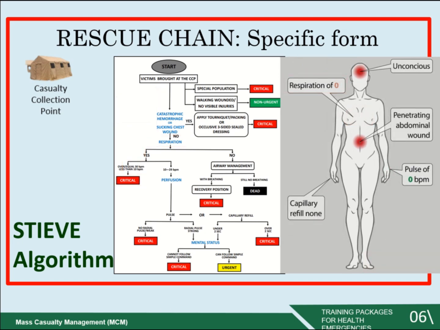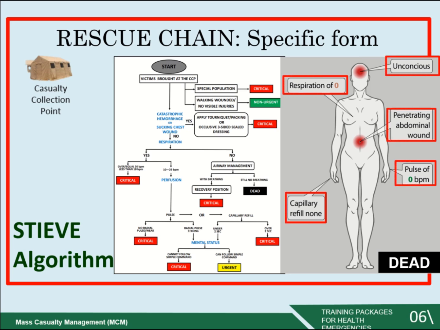So for our next patient, I'll be giving you guys a couple of seconds to triage this one out. If you guys answered black, then you'd be correct. After noting the negative vital signs of this patient, we have zero respiration with a penetrating abdominal wound, and the pulse is negative as well as the capillary refill. We can automatically classify this patient as black or dead.